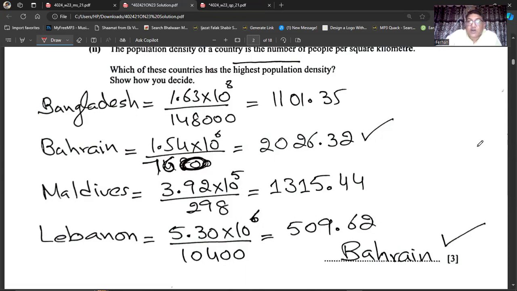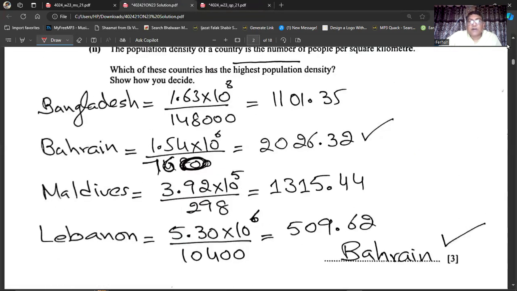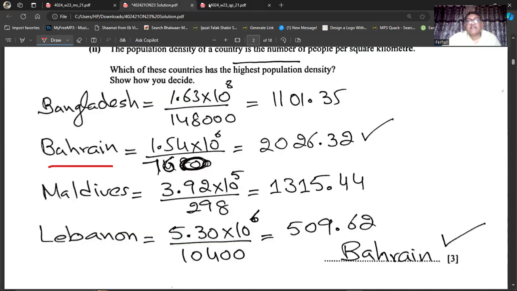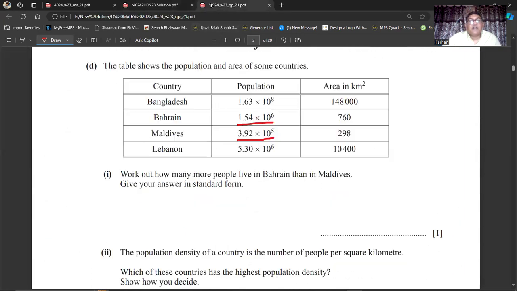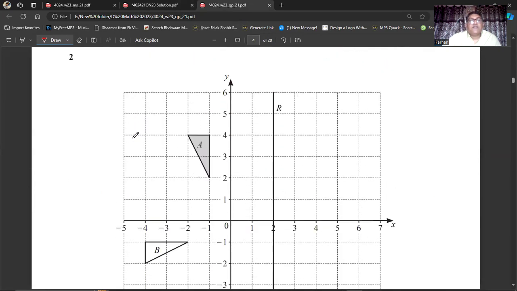All these numbers I got from this table. So now I got the population density of all of them, and which country has the highest population density? That is this, and that is Bahrain. So in your answer, you will write Bahrain. So Bahrain is the right answer. This is the solution. This is how I have done this. And let me show you. This is the third part. Okay. So we are done with the question number 1.